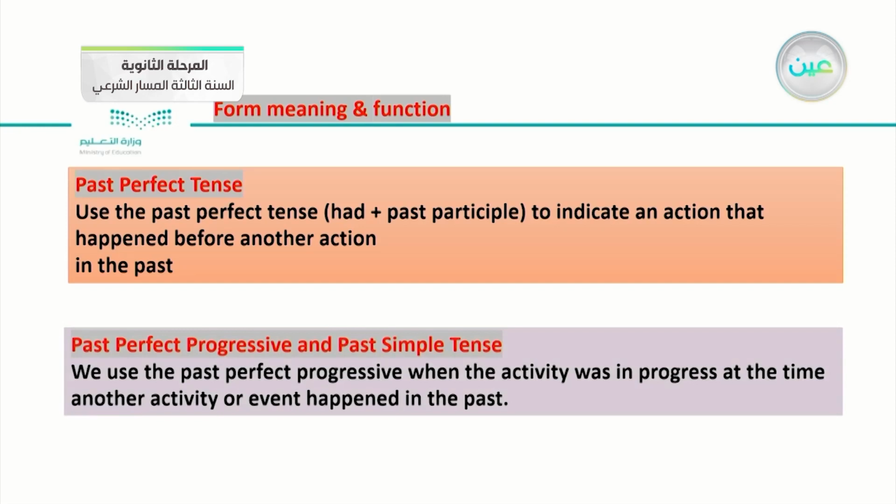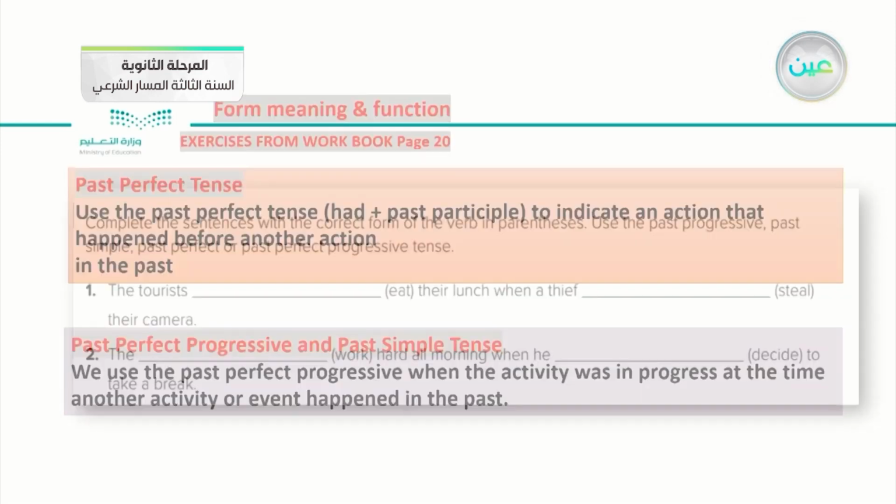Okay, they told us that past perfect progressive and past simple tense are different. How do we know that? We use the past perfect progressive when the activity was in progress at the time another activity or event happened in the past. Again, we use the past perfect progressive, which we discussed before in the previous slide, when the activity was in progress at the time another activity or event happened at the same time. But in which tense? In the past also.